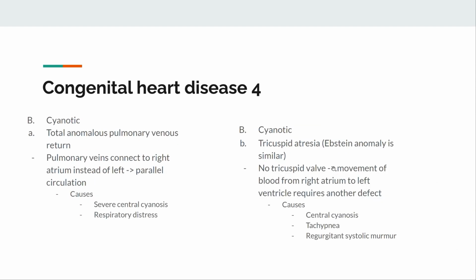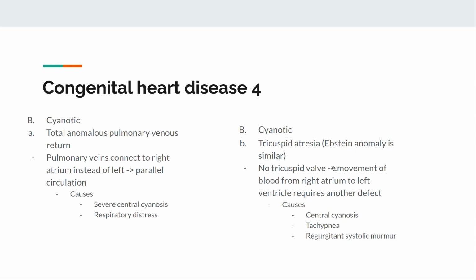Now we're going to talk about cyanotic heart diseases, and you can see I haven't highlighted these two. It's because they're not really assessed that much, but they're good to know. So you've got total anomalous pulmonary venous return. This is when the pulmonary veins connect to the right atrium instead of the left, and you get a parallel circulation. So obviously that's going to cause severe cyanosis.